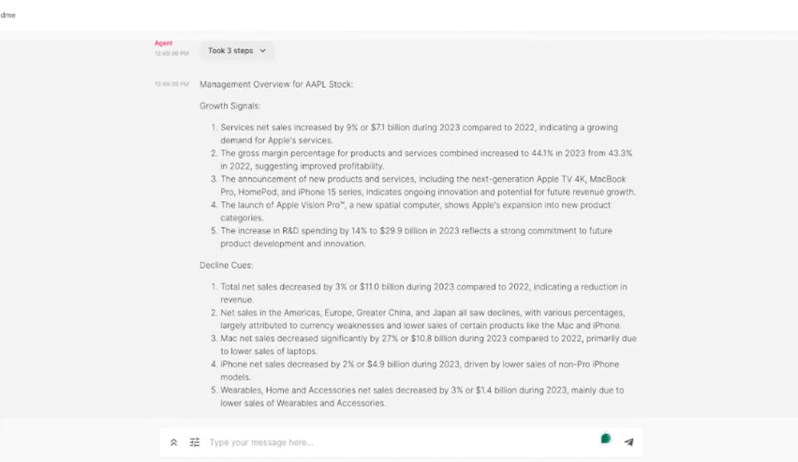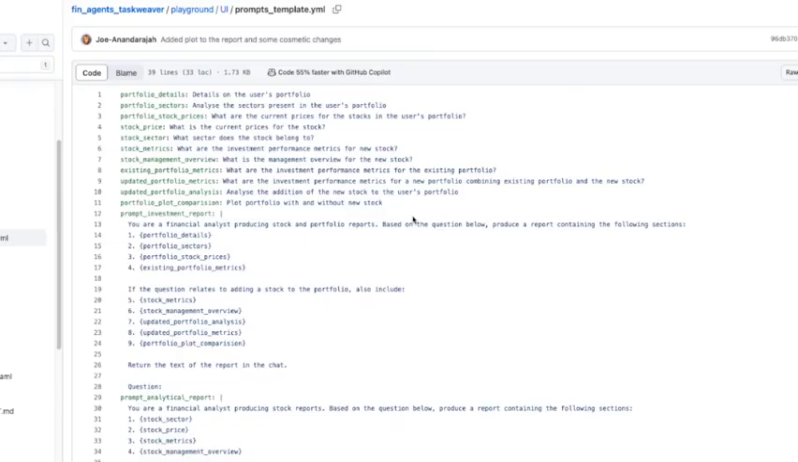The results are coming in, and the growth signals for Apple: service net sales went up by 9%, gross margins went up, lots of new products, etc. But in terms of decline cues, yes, net sales actually decreased by 3%. But if you dig into it further, it shows that Mac sales decreased by 27%. So that's quite significant.